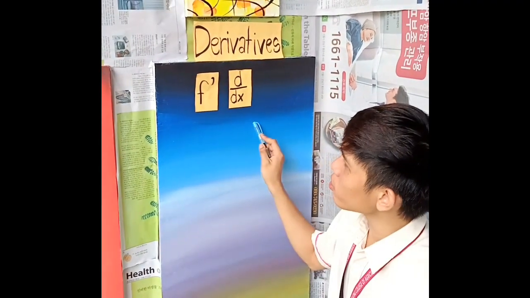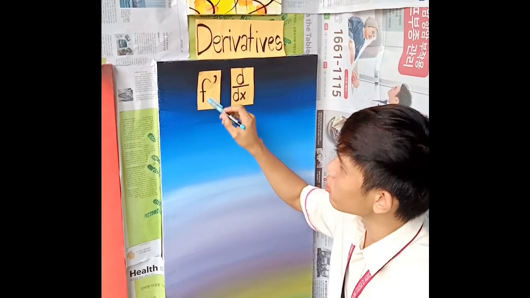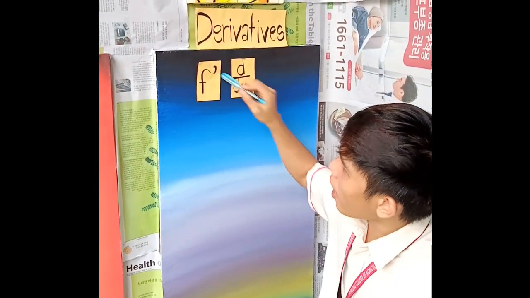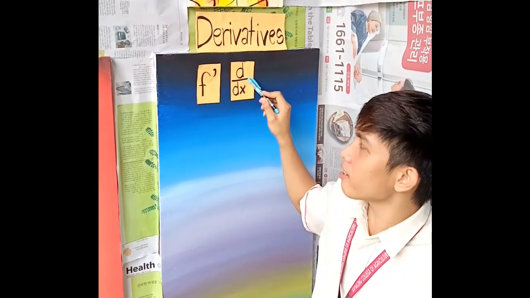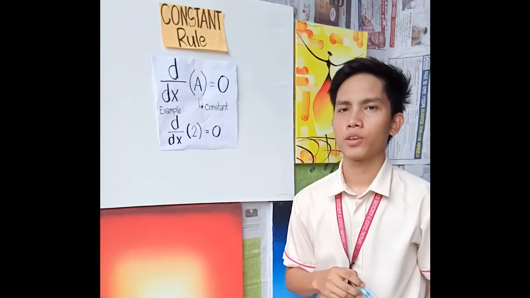In this video I will discuss the different rules of derivatives: the constant rule, power rule, product rule, quotient rule, and chain rule. I will introduce you first to the derivative notations. The most commonly used are the Lagrange notation, which we read as f prime, and the Leibniz notation, the derivative with respect to x.